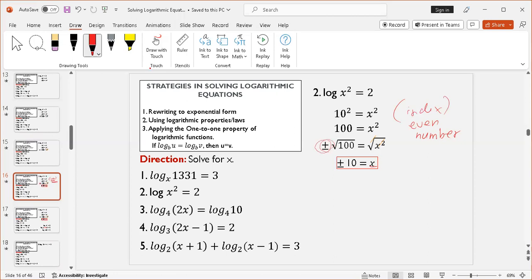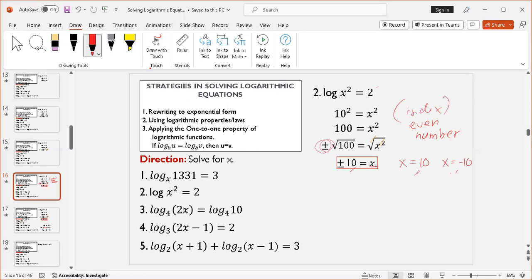Okay, so what is the square root of 100? It's 10. Okay, but don't forget we have positive and negative. So, ibig sabihin pala, meron tayong dalawang values ng x. Positive 10 and negative 10. Now, we have to check if both of these are solutions to this equation or only 10 or only negative 10. Okay? To check, simply substitute each of these to the original equation.